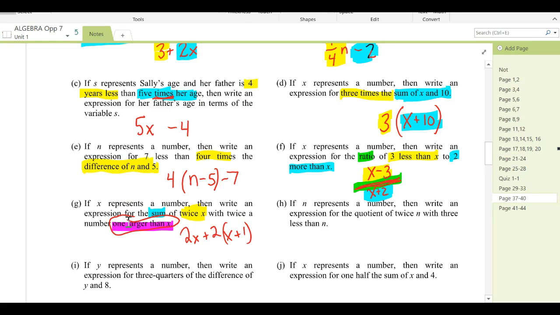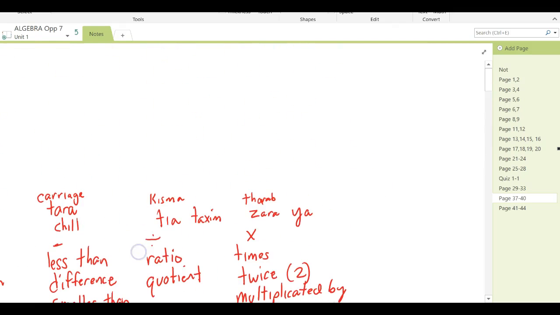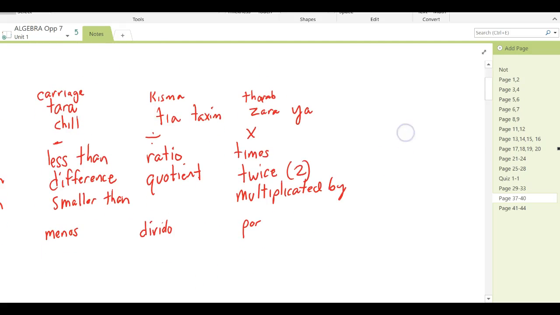But twice showed up, 4 times showed up, ratio showed up, sum showed up, difference showed up. In fact, these words right here that on Monday you're going to have a copy of.